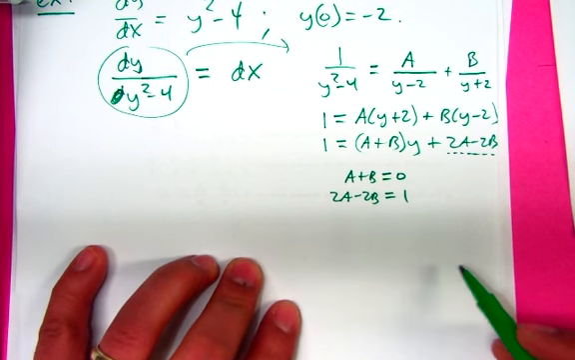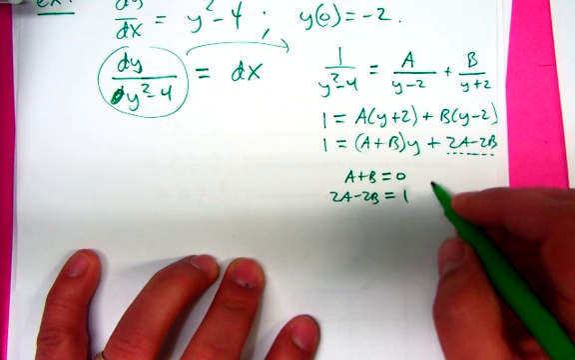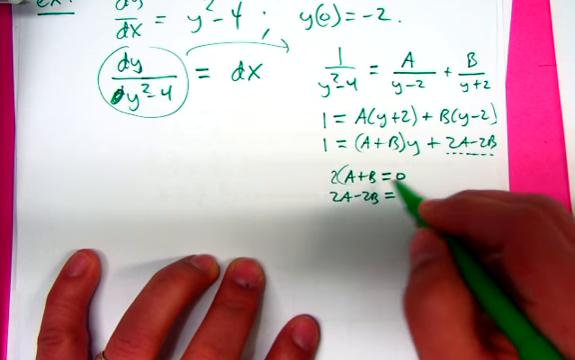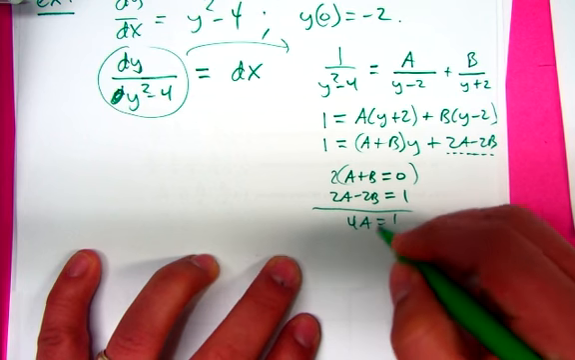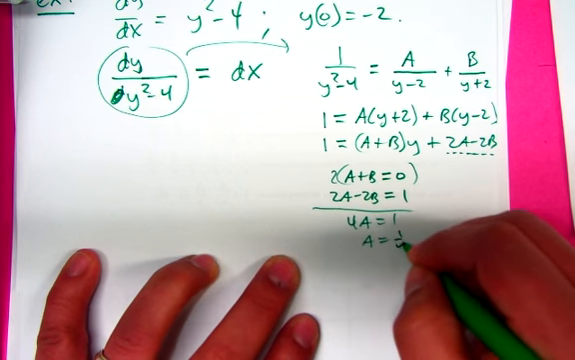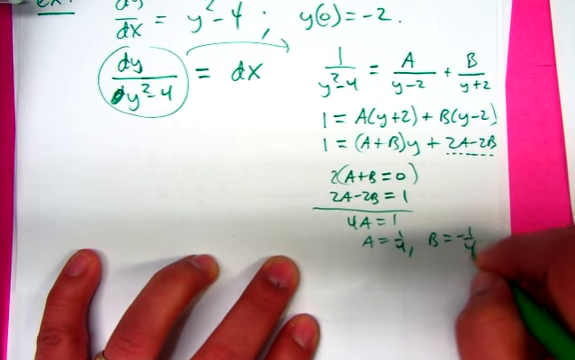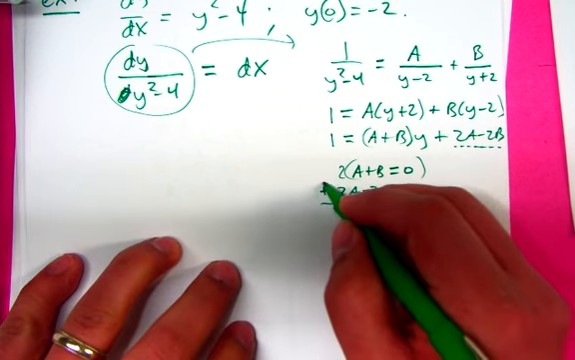And now you solve the system. You can double the first equation, add everything up. You get 4a is 1, so a is a quarter. And then if a is the opposite of b, b is negative a quarter. You guys see how I did that, right?